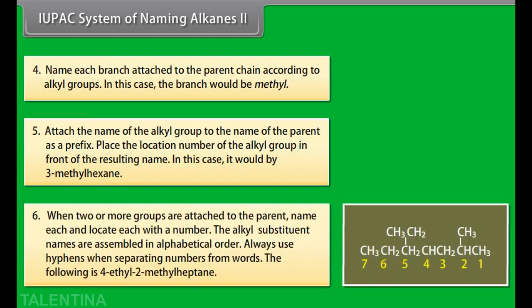Number 6. When 2 or more groups are attached to the parent, name each and locate each with a number. The alkyl substituent names are assembled in alphabetical order. Always use hyphens when separating numbers from words. The following is 4-ethyl-2-methylheptane.